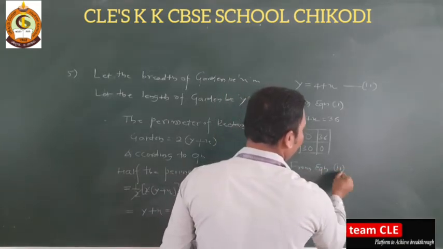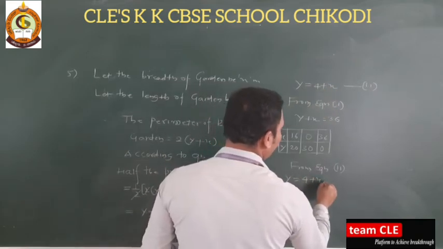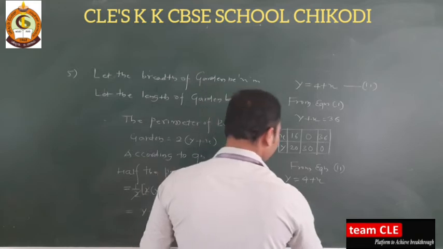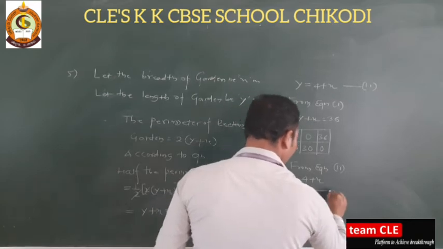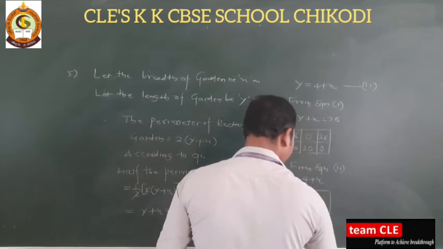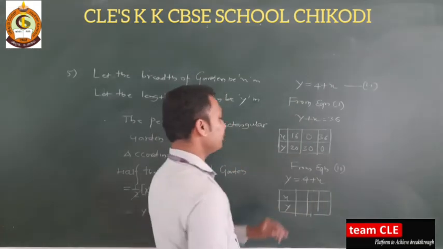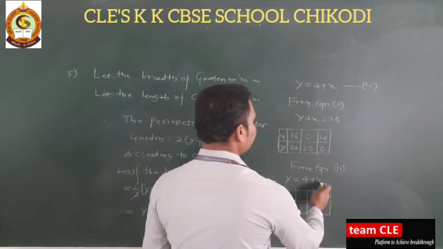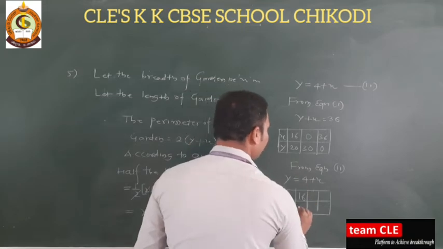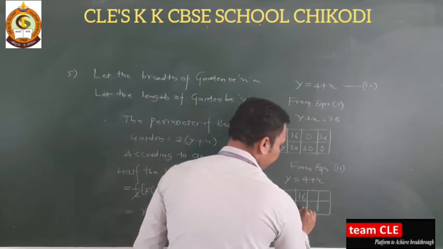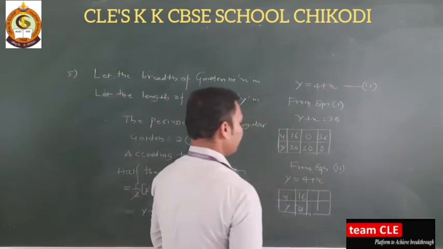Next, from equation 2, y is equal to 4 plus x. Now from this equation we need some values of x and y. We will substitute x is equal to 16, and y we will get 20. If we substitute x is 16, y is 20.